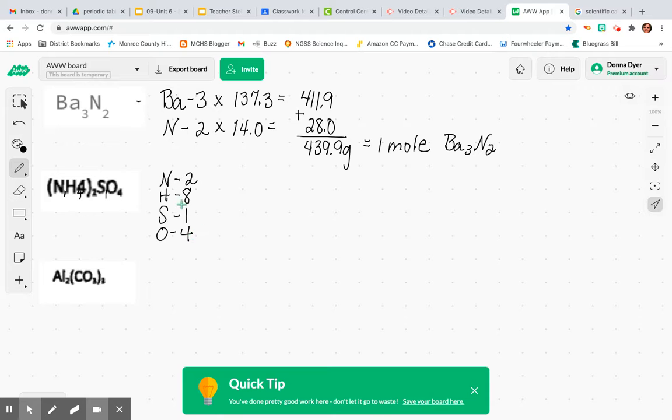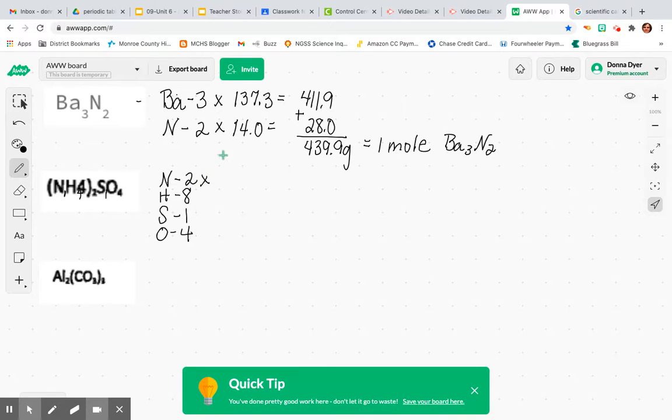This is very similar to what we did when we were balancing equations. We have to be able to look at that compound and tell how many of each element are in that compound. 1 times 2 is 2 nitrogens. 4 times 2 is 8 hydrogens. No subscript there, so that's a 1 for the sulfur, and this subscript of 4 is a 4 for the oxygen. Now we're going to find our masses on the periodic table and multiply.